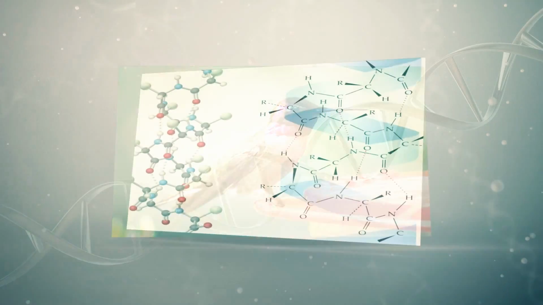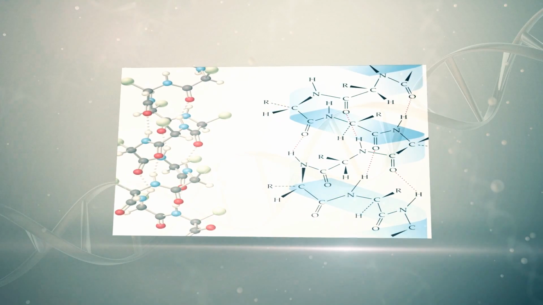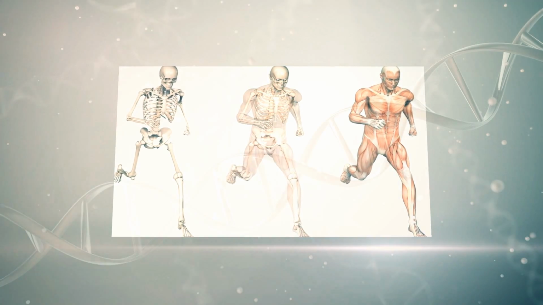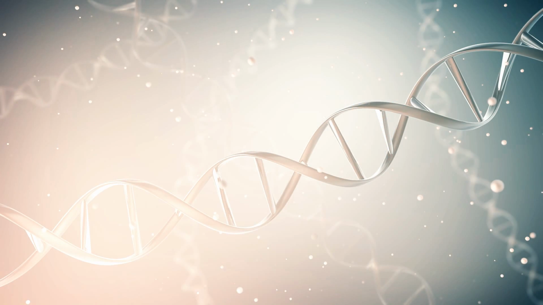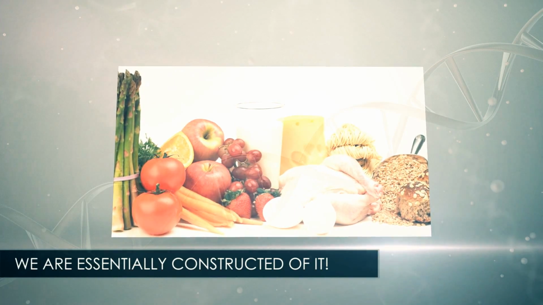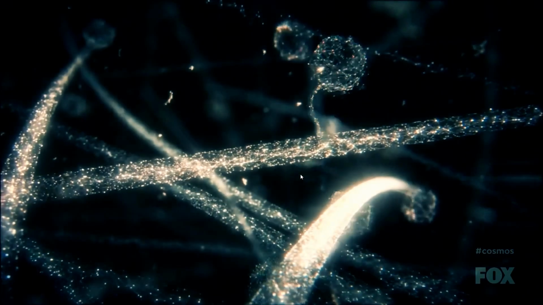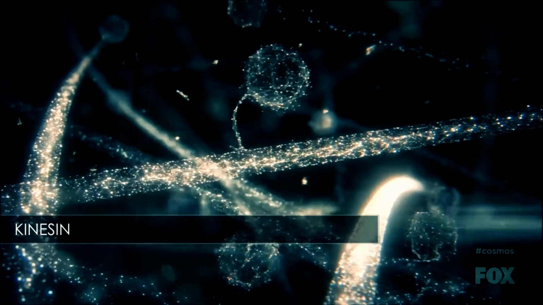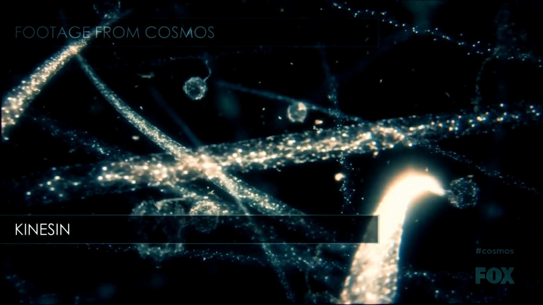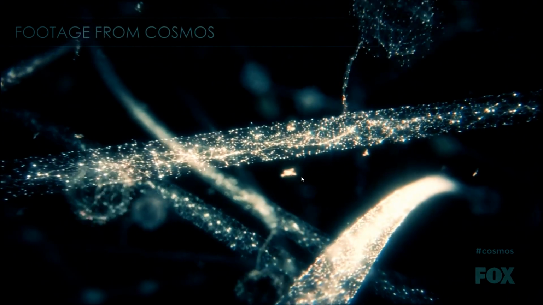Genes produce proteins, which take control over all the chemical processes within a cell and make up a vast amount of the human body. This is probably why protein is one of the most beneficial ingredients in food, because we are essentially constructed of it. There are tiny molecular motor proteins within all cells called kinesin. The kinesin carry instructional cargo around the cell and are found in every living organism.